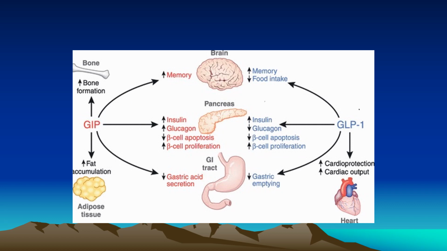There are central effects. There is a decrease in food intake by GLP-1. There may be an increase in memory with both. GIP may also have a key role in fat accumulation, whereas GLP-1 may have beneficial cardioprotective actions, and GIP may have some effect on bone formation.